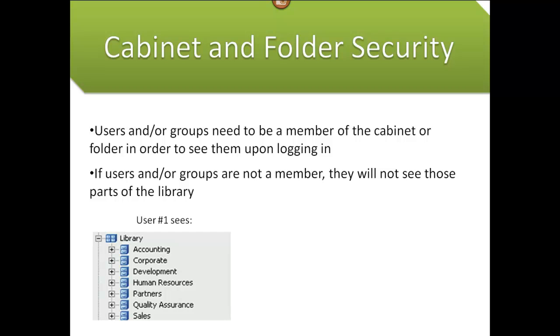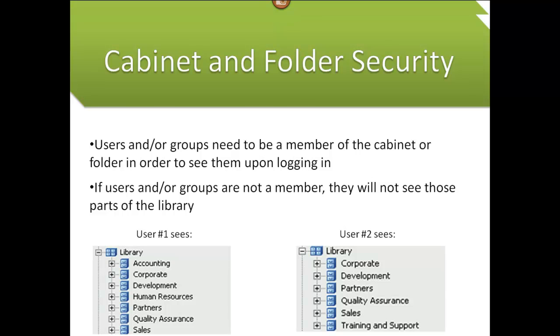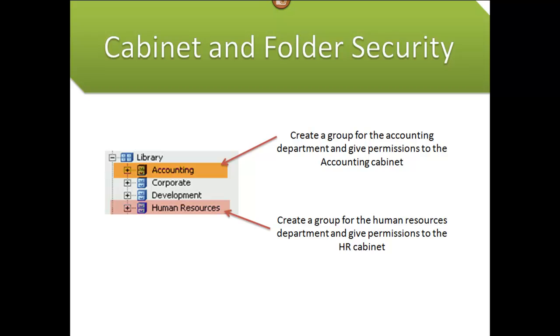So, for example, here, user number 1 sees a number of cabinets when they log into the system, and then user number 2 sees different cabinets when they log into the system. What they see is controlled at the cabinet level. It is essential to take the security settings of the library into consideration when planning your library structure.